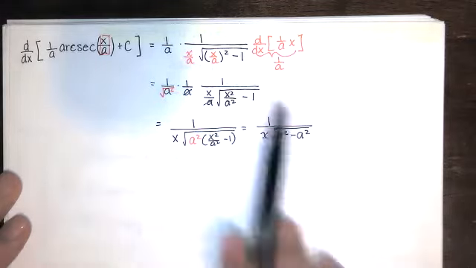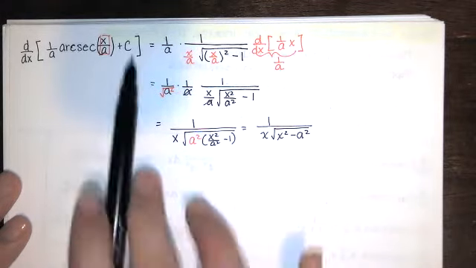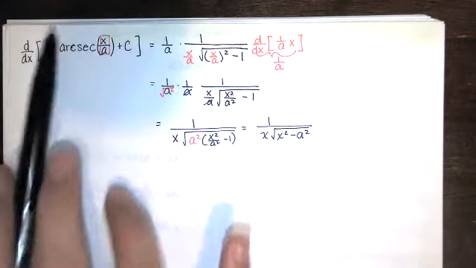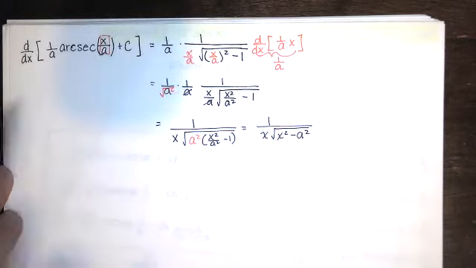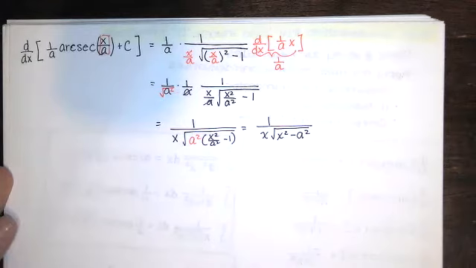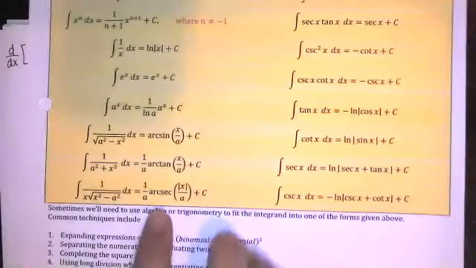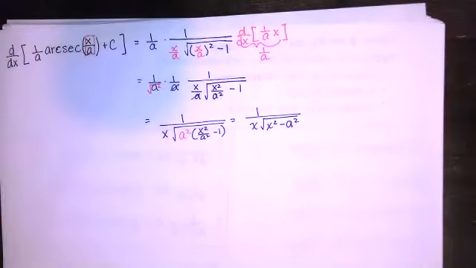So the derivative of this is this. So the antiderivative of this is this. But it turns out it's actually that with an absolute value on the x. I'm not going to worry about that here. So that is our rule for arcsecant.